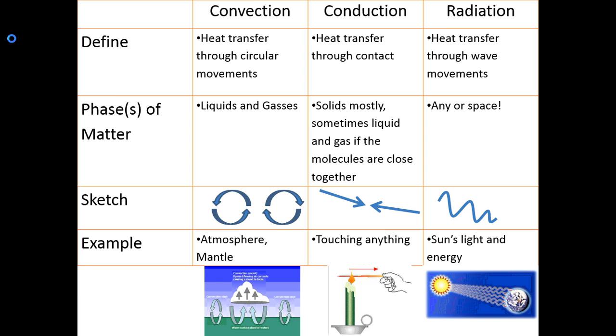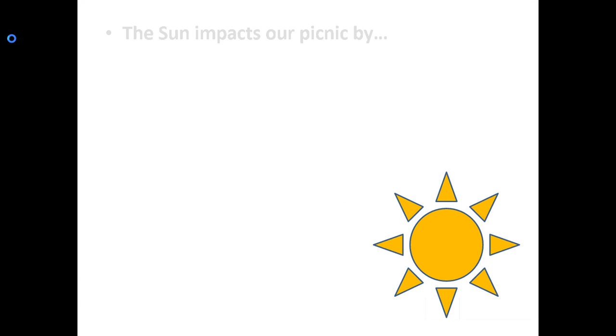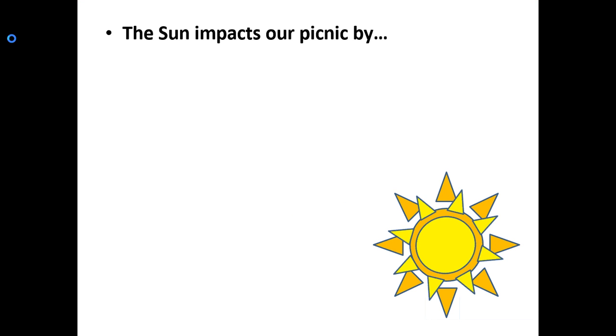So just as a little summary, what I want you to do is take a look at this bottom question about how the sun impacts our picnic. I want you to come up with a way that conduction makes the sun impact our picnic, a way radiation, and a way that convection each would impact our picnic. I'll give you a hint. For convection, you might want to say that it's a barbecue instead of a picnic.